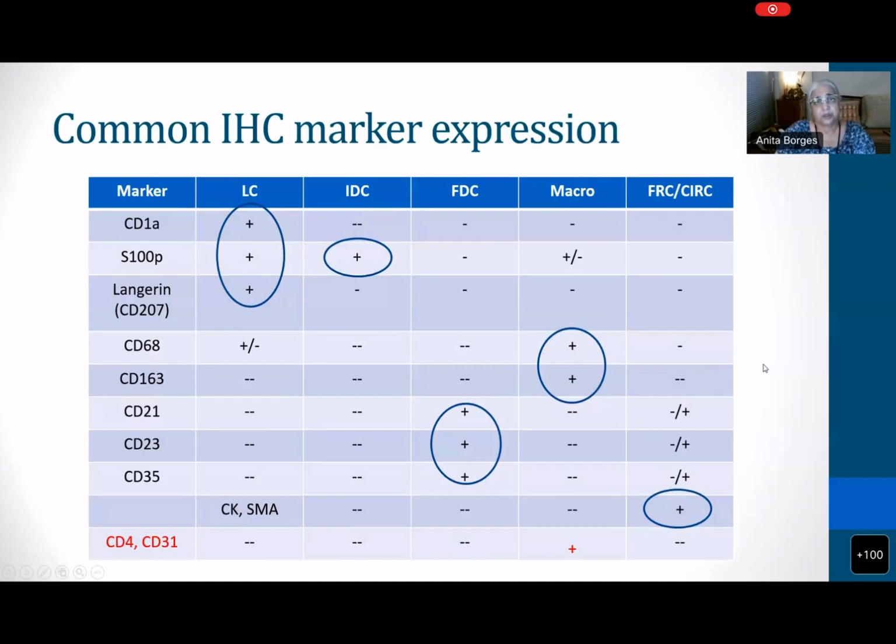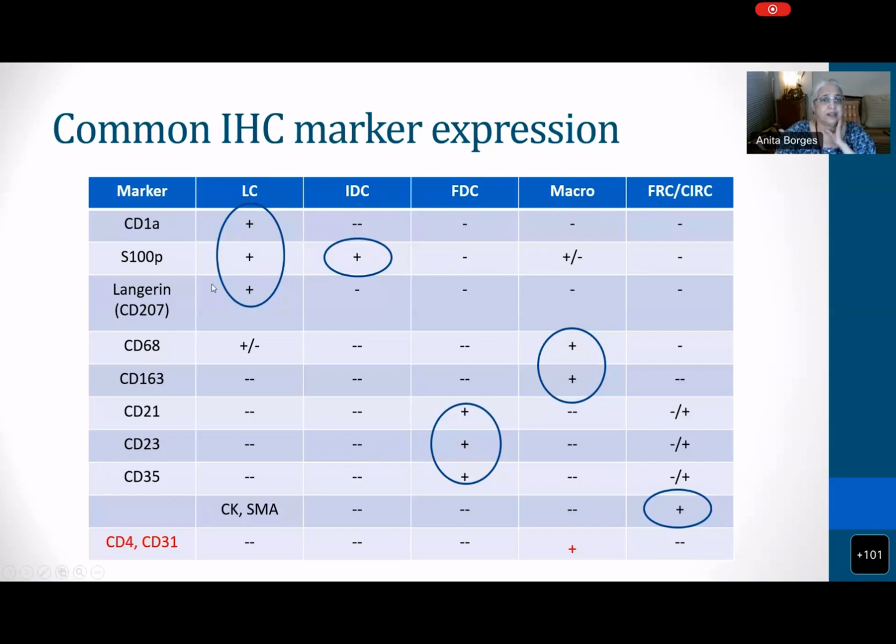Now, there are some common immunohistochemical markers that pathologists use, and I dare say that they are also used in flow cytometry, although there are huge numbers of other markers that can be used in flow cytometry. So this is Langerhans cell, this is the interdigitating dendritic cell tumor, this is the FDC or follicular dendritic cell tumors that have the macrophage type lineage, and then the fibroblastic reticulum cell sarcoma, also known as FRC, and I'll tell you a little later why. And so these are the markers.